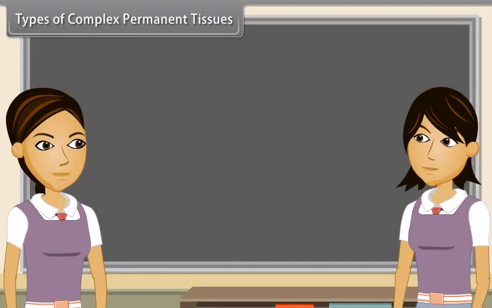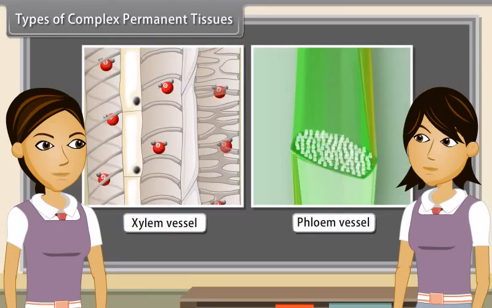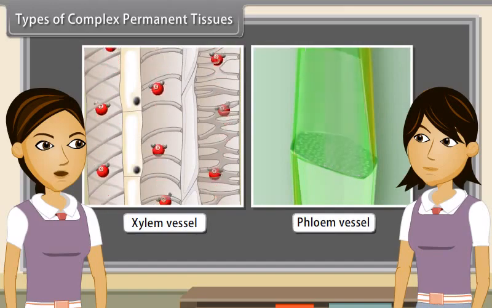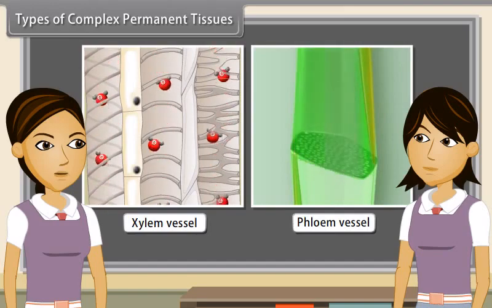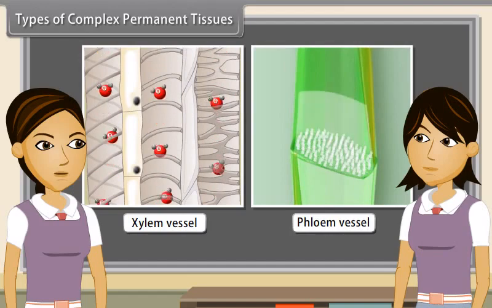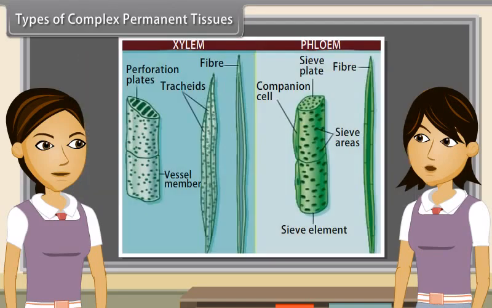Collenchyma is a mechanical tissue, so it provides mechanical support and elasticity. Sclerenchyma is mainly mechanical and protective in function. It gives strength, rigidity, flexibility and elasticity to the plant body and thus enables it to withstand various strains. Types of complex permanent tissues.